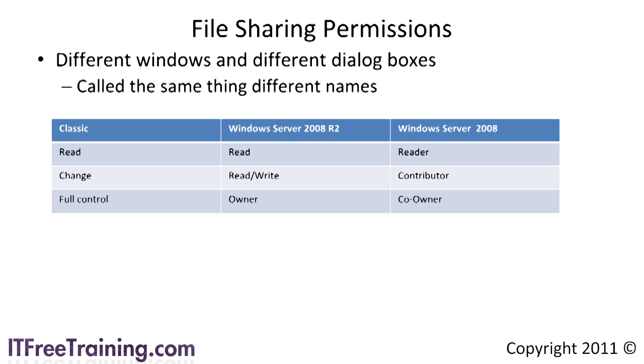In some of the dialog boxes and wizards in Windows Server 2008 Release 2, Microsoft has changed these share permissions to the following: read, read-write, and owner. These essentially are mapped to the classic permissions of read, change, and full control. If you are using Windows Server 2008, these permissions may appear as reader, contributor, or co-owner. Regardless of what Microsoft decides to call these, they still perform the same functions.